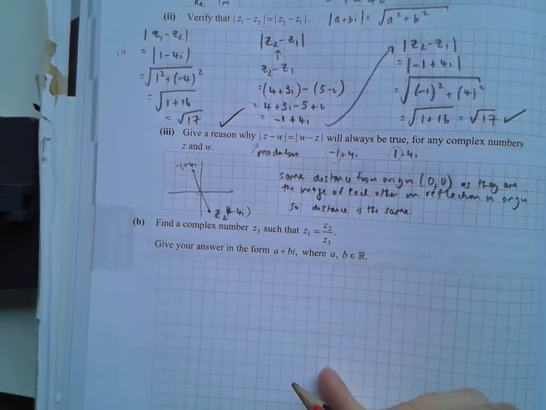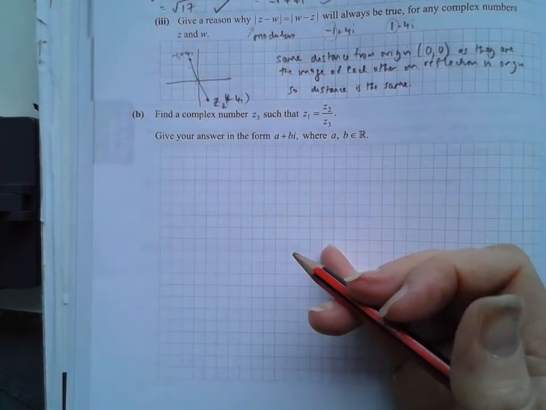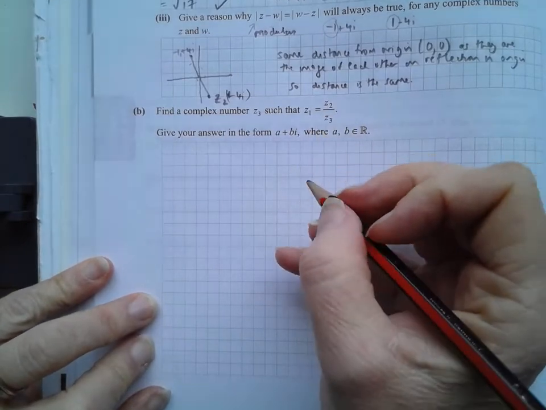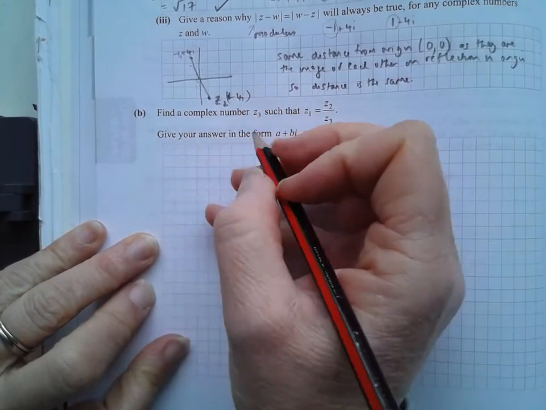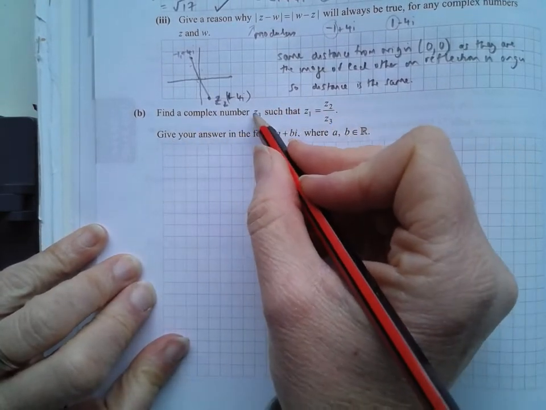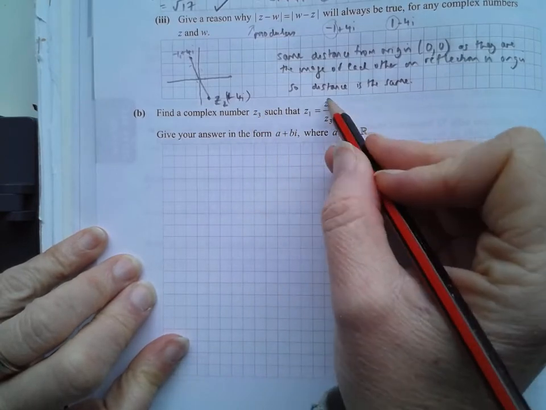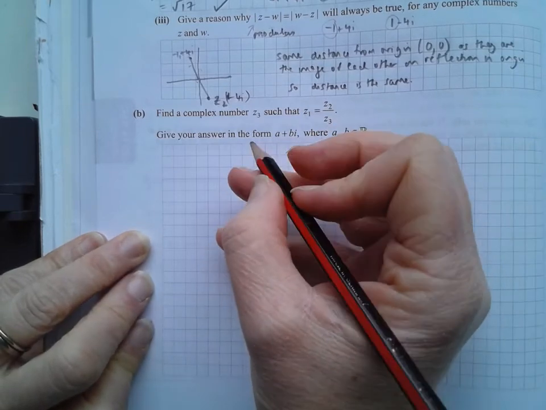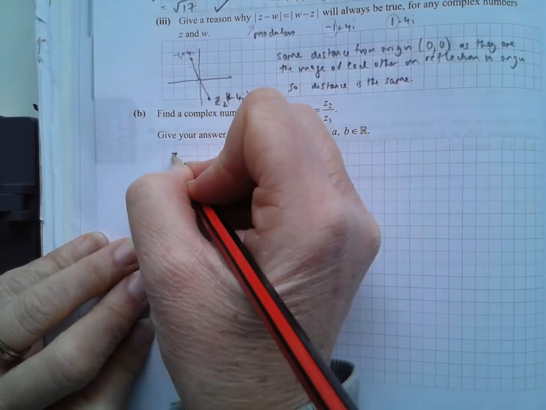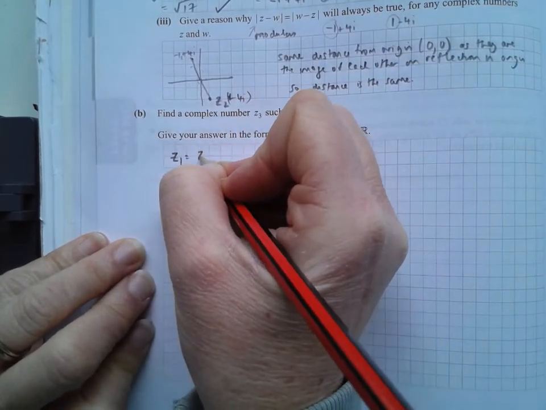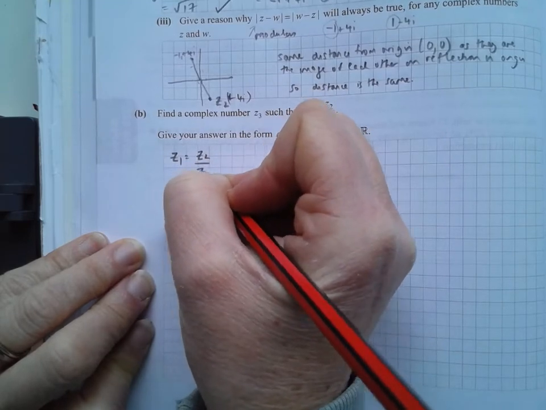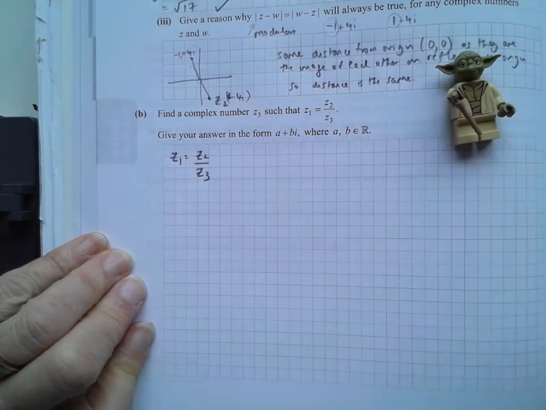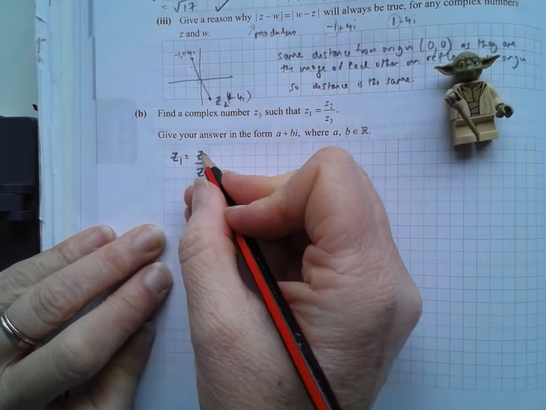Now, moving on here, find a complex number z3 such that z1 is equal to z2 over z3. So this is a bit weird because z3 is suddenly introduced and it almost looks like there is an equation to solve, but actually let's explore this a bit more. So z1 is equal to z2 over z3. Now let's just move Yoda down to help us. Let's just think about this for a minute.